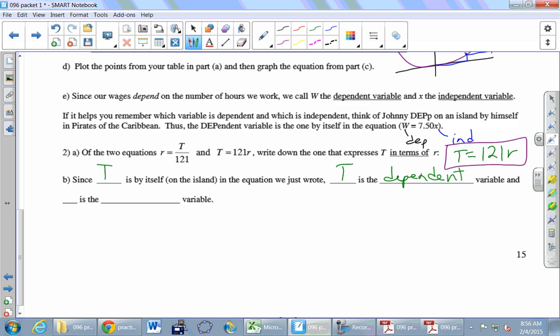And then fill in the other two blanks if you would. Some letter is some kind of variable. What letter goes in the second blank? R, and R is the independent. Okay, I'm not saying these are the most exciting problems to think about, but it's just straight vocabulary, and we have to know the vocabulary.